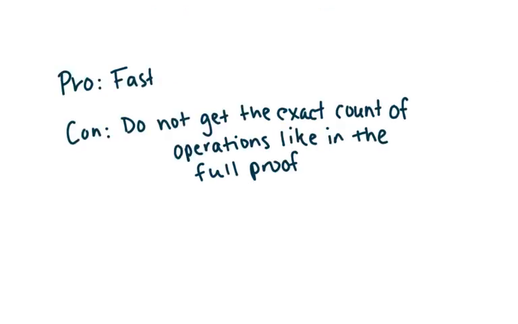Okay, so just to summarize, again, I told you this was going to be a quick video because you should be programming right now. Like, get on it. So the pro is it's fast. The con is that you don't get the exact count of operations like you do in the foolproof method. You just kind of get the idea of what class it's in, which is good enough because that's really ultimately what people are interested in for your algorithm.